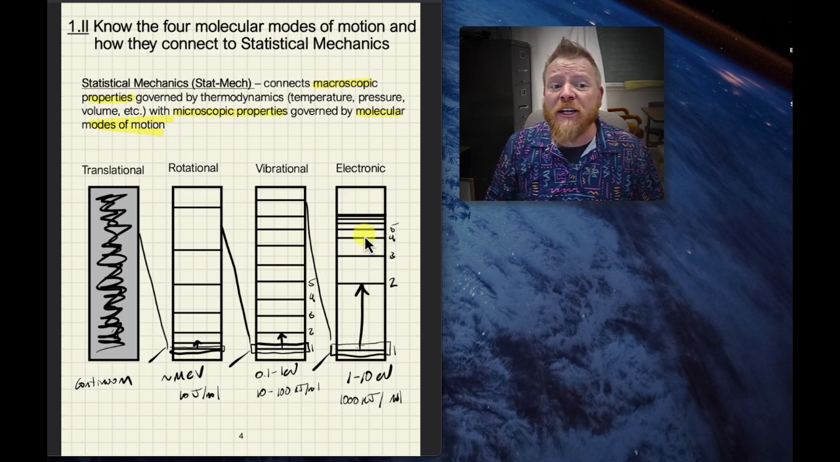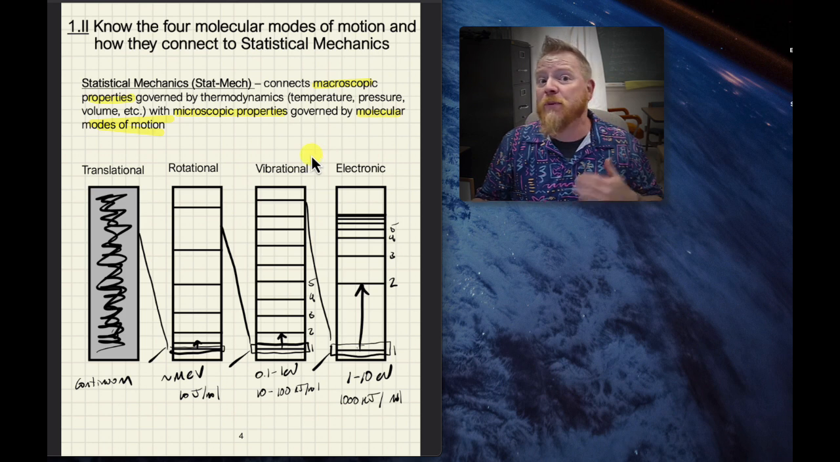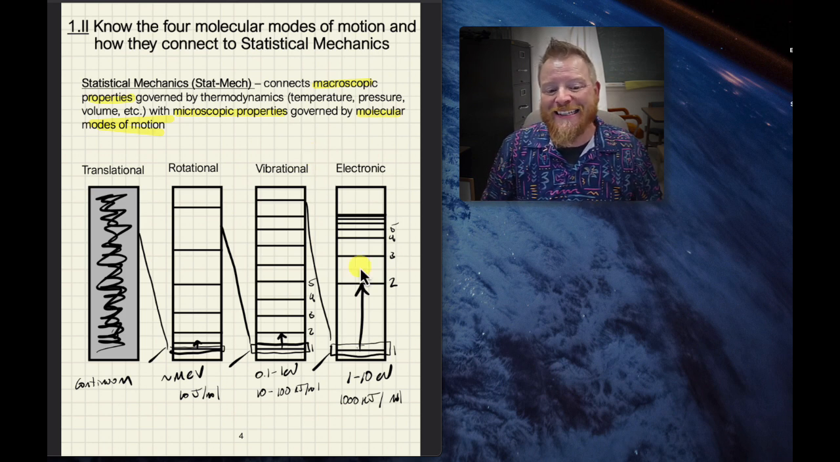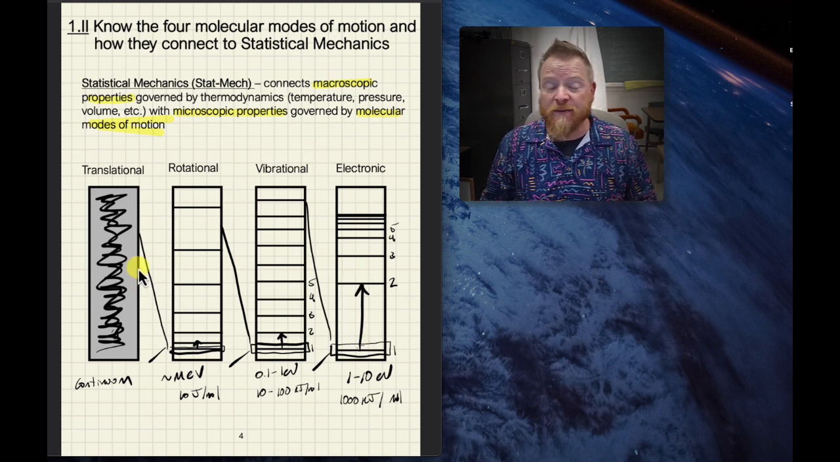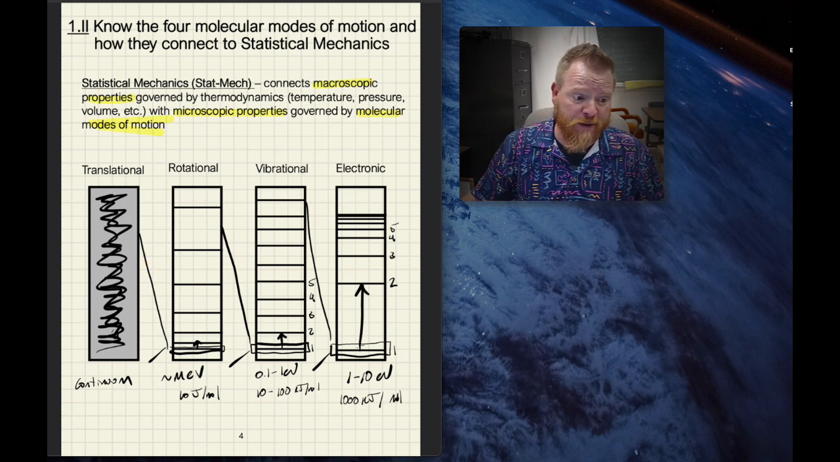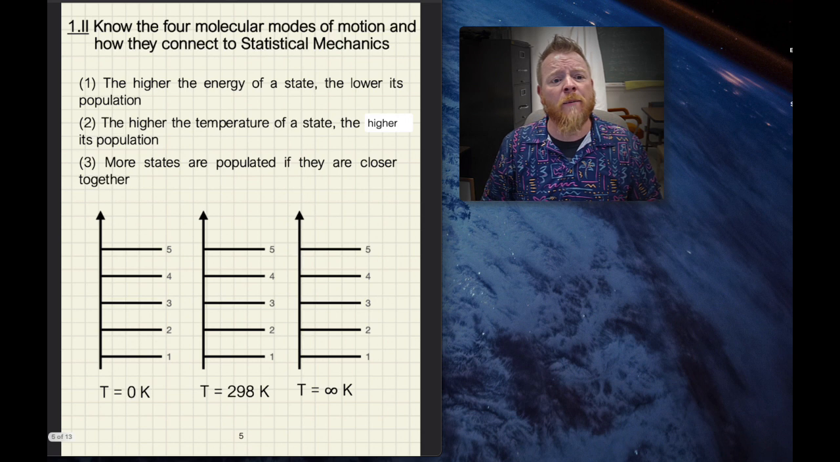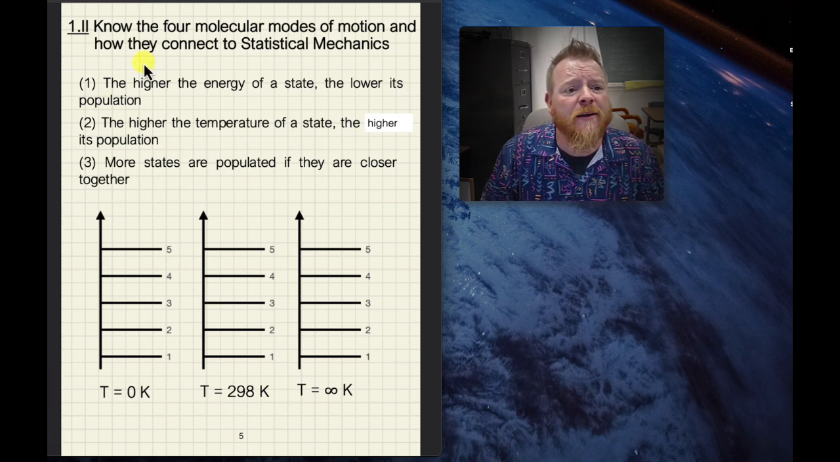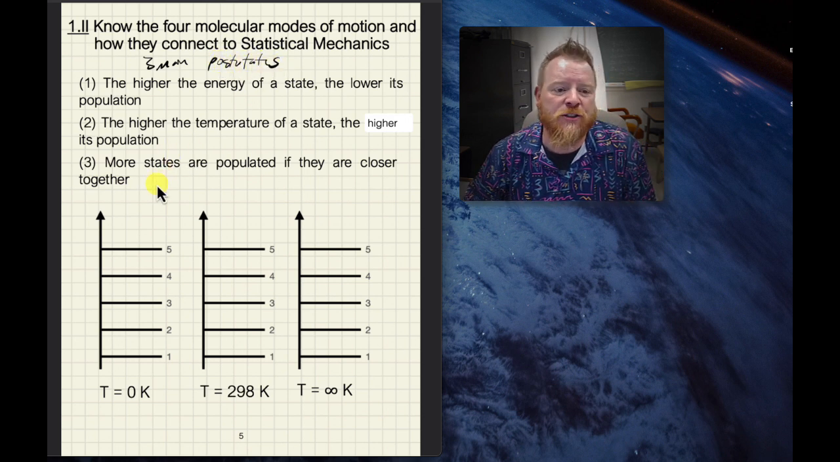And their populations, or in other words, what percentage of molecules exist in a given state of a given collection, will govern temperature and pressure and the like. So we want to think of the three main postulates of statistical mechanics.